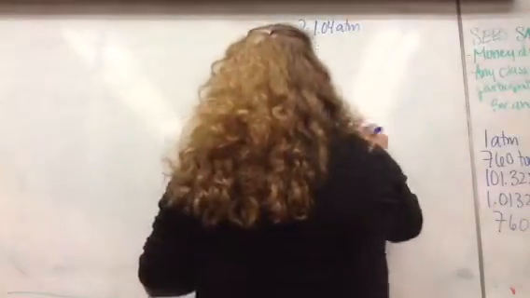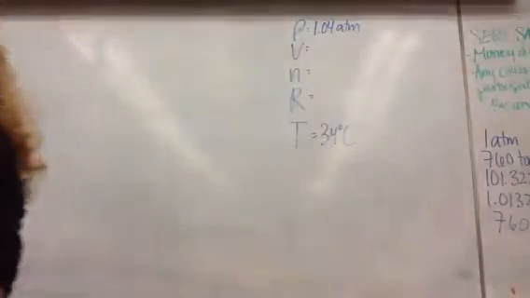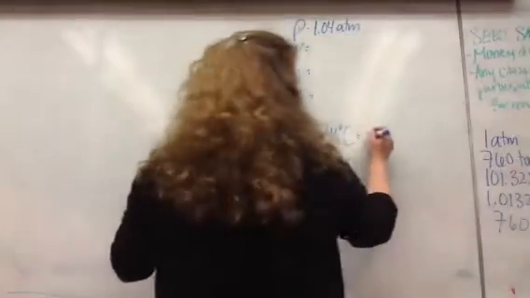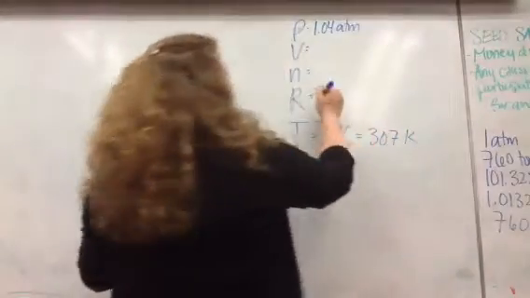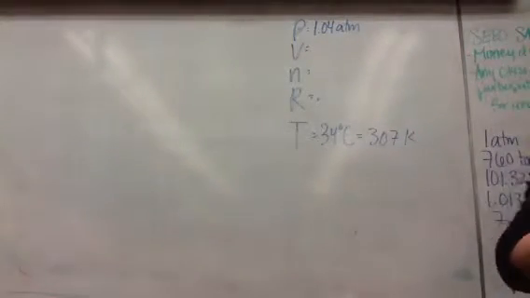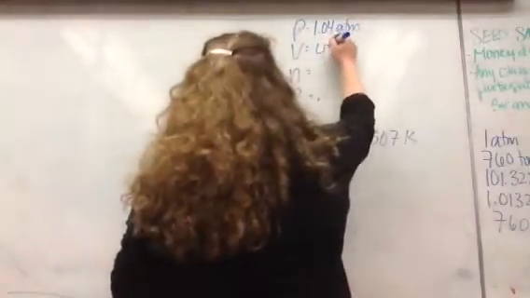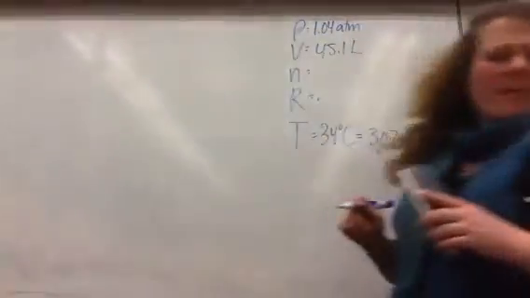Yes. 34 Celsius, which is 307 Kelvin. We'll figure that out. We've got the ideal gas constant. We've got our volume, 45.1 liters. Do we have the number of moles? No. What do we have? We've got the mass and we've got the gas.